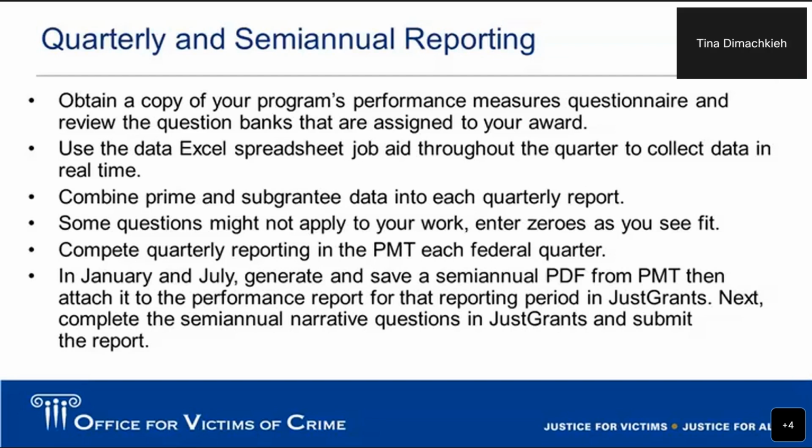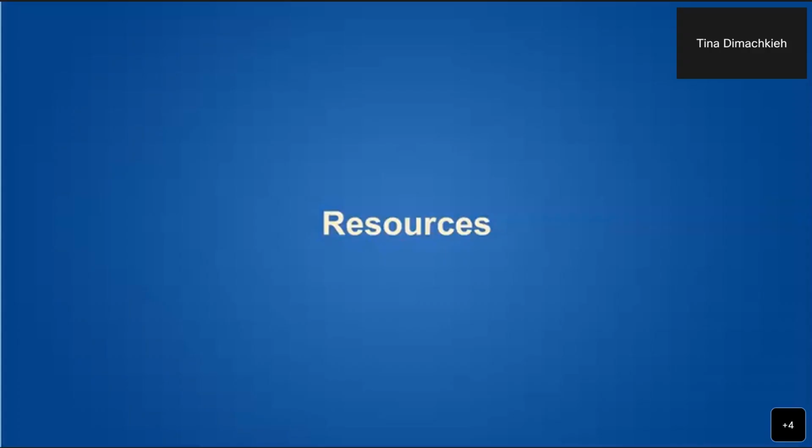Also, in January and July, in addition to reporting quarterly data, you will need to generate and save a semi-annual PDF from the PMT platform, and then you will need to attach it to your performance report for that reporting period in JustGrants. You also will need to complete the semi-annual narrative questions in JustGrants in order to submit your semi-annual report and fulfill that requirement.